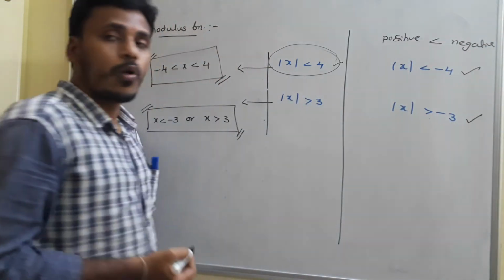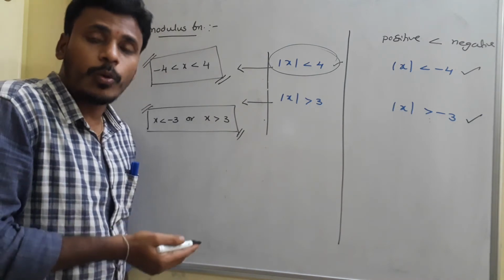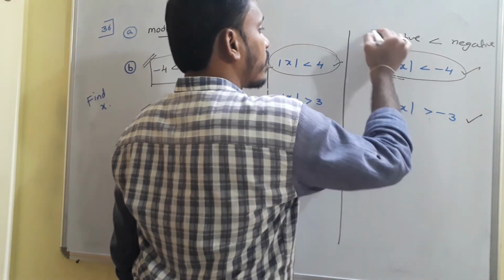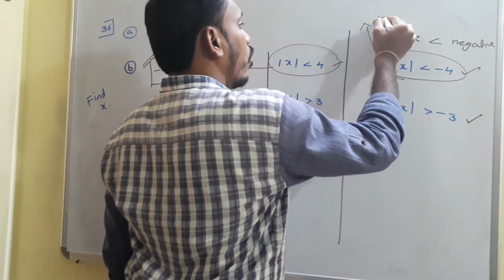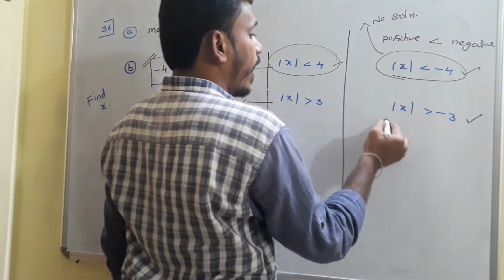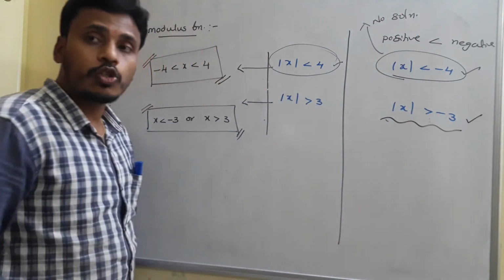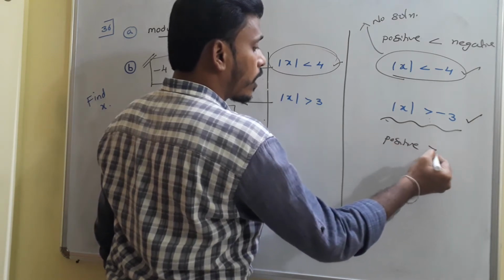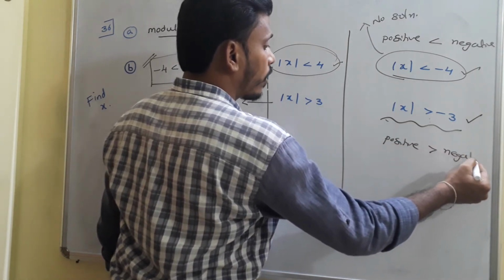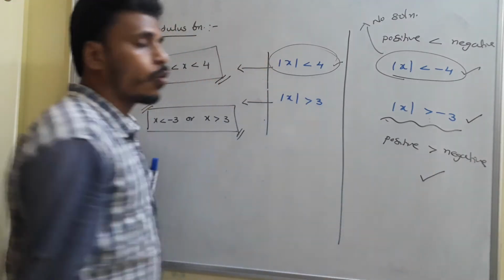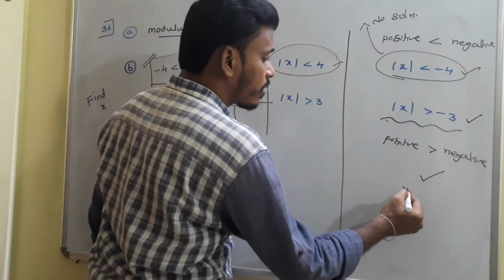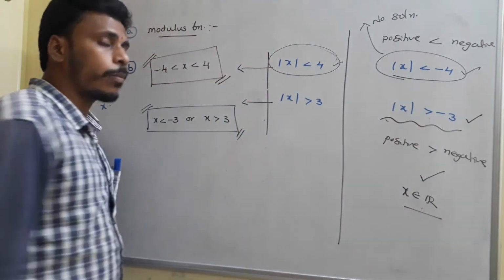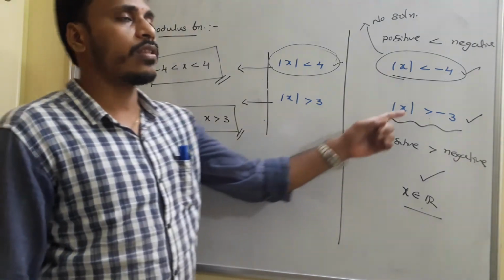Okay, see, a positive quantity less than a negative quantity is always a contradiction, right? And that's why this equation, modulus of x less than minus 4, again has no solution. Whereas for this particular one, modulus of x is greater than minus 3, the same logic applies: modulus of x is a positive quantity greater than a negative quantity. A positive quantity greater than a negative quantity always happens, and in this case the solutions are all real numbers. You just take any real number in the place of x, and all those numbers will satisfy this inequality.